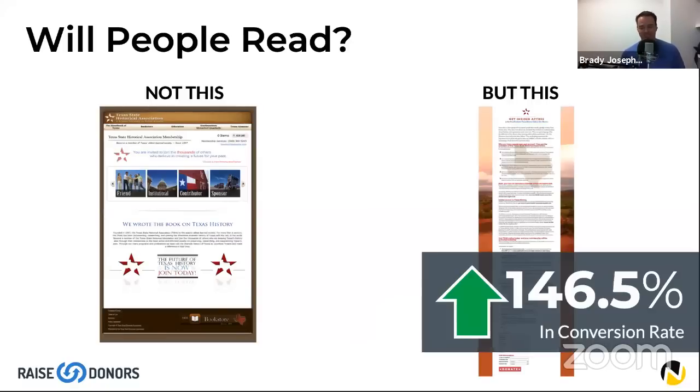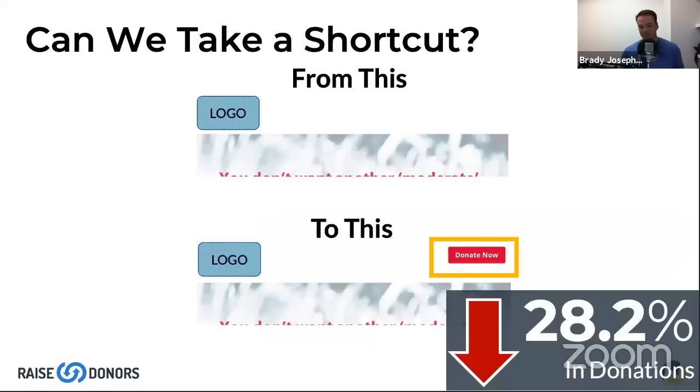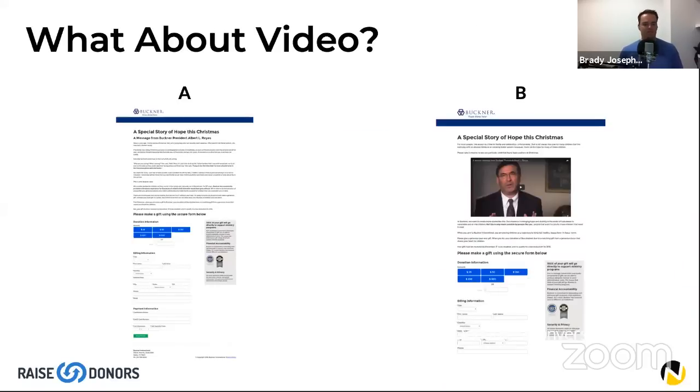Well, maybe use some of these experiments. This is an extreme example. These donors really like to read. So they gave them a lot to read on their donation page. Increase in conversion rate. Well, what if we just give them the shortcut button and they can skip by all that reading that they don't want to do and just give? Well, decrease in donations, because that's what they came to do. They want to know why their gift is making a difference.